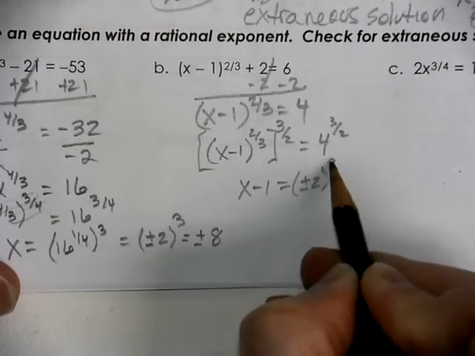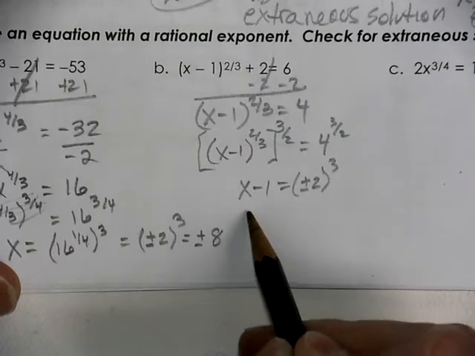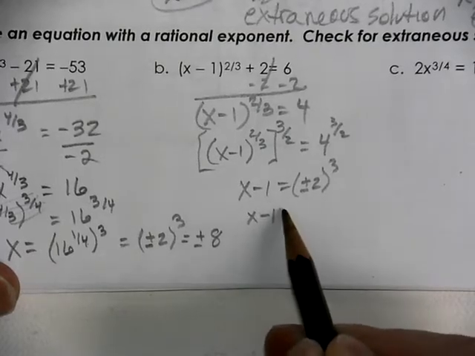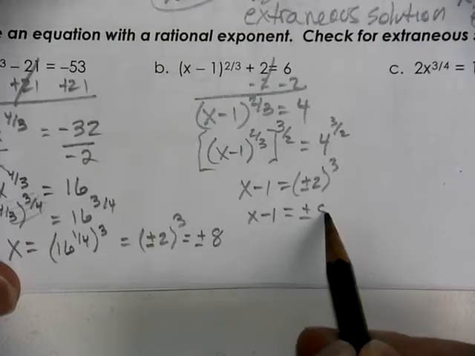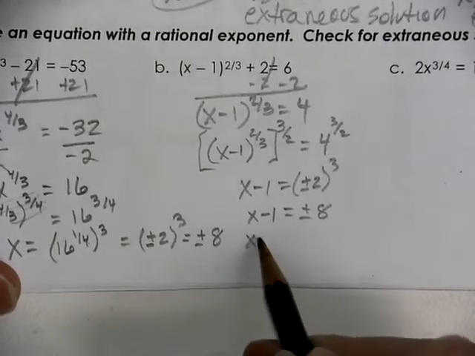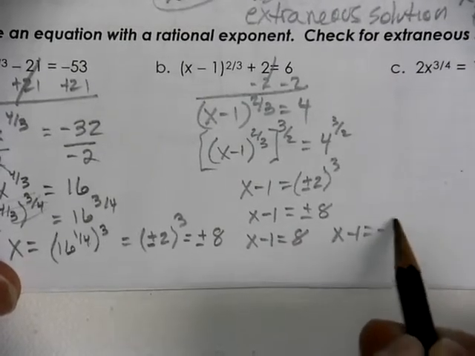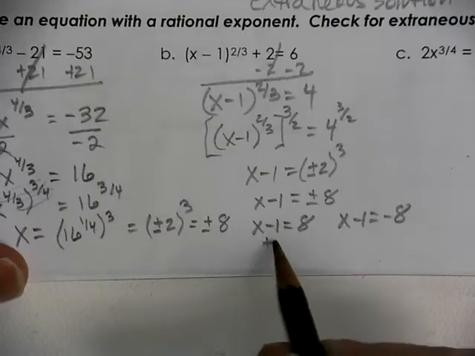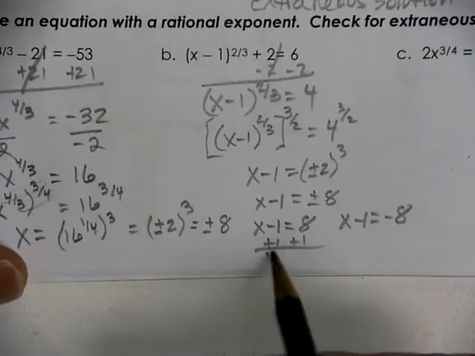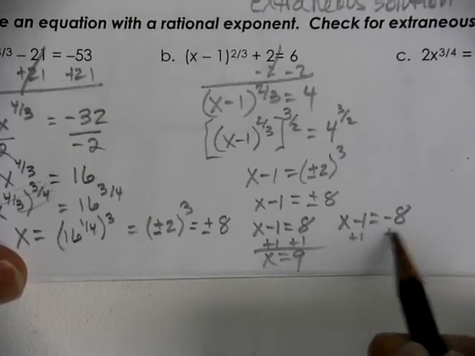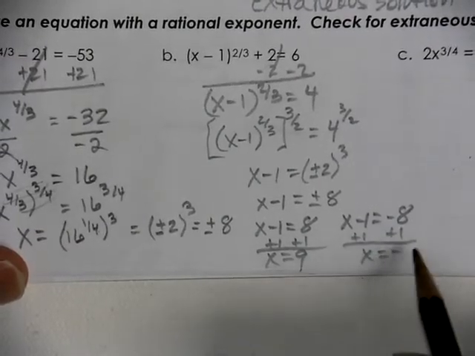When you do that, you're going to have x minus 1 equals plus or minus 8. x minus 1 equals 8, and x minus 1 equals negative 8. When you add your 1, you get 9, and when you add your 1, you get negative 7.